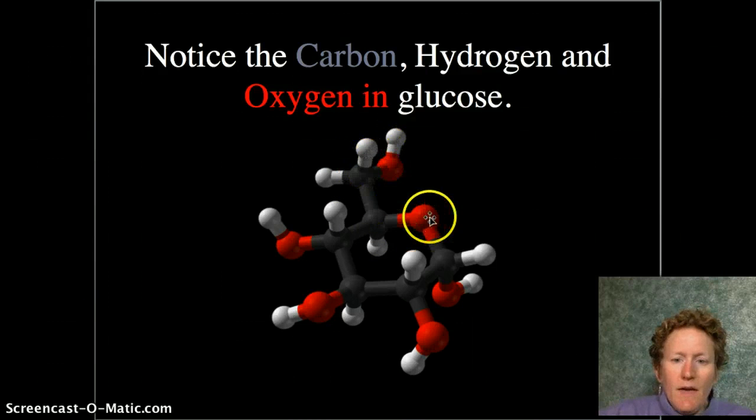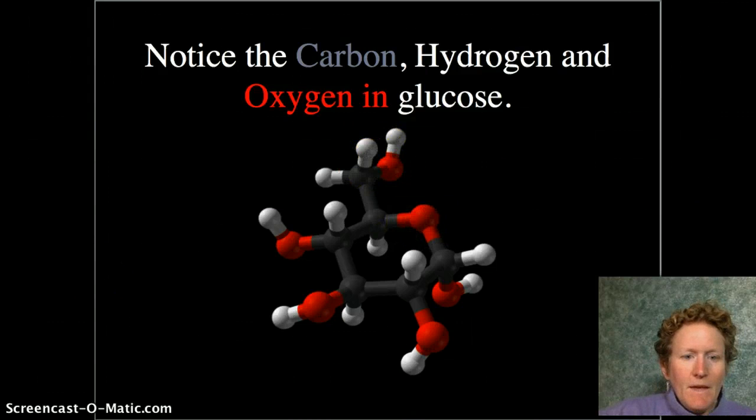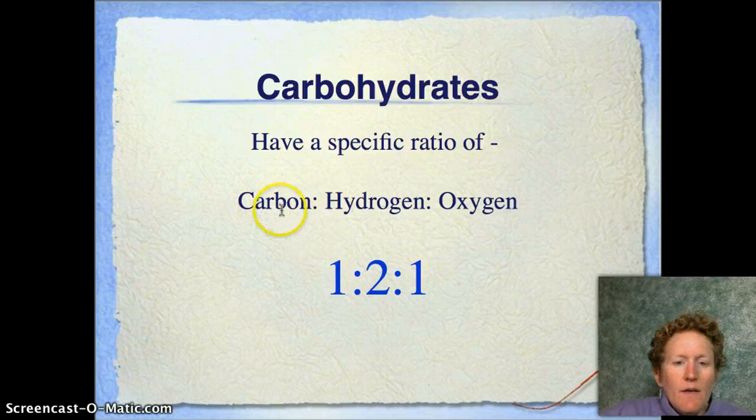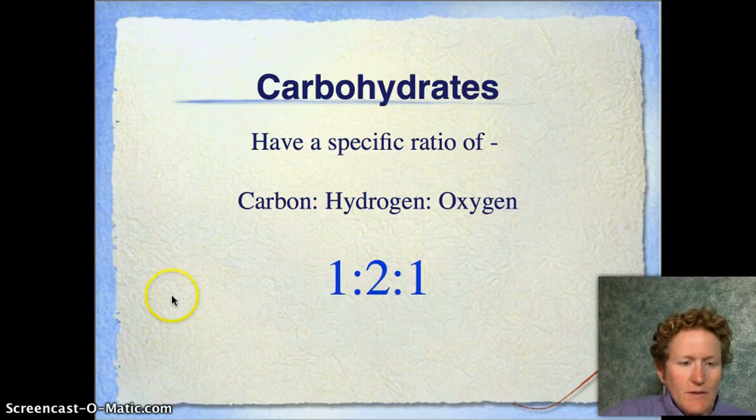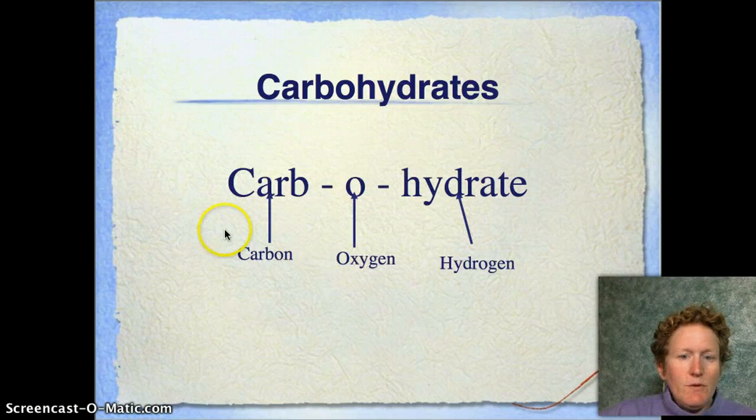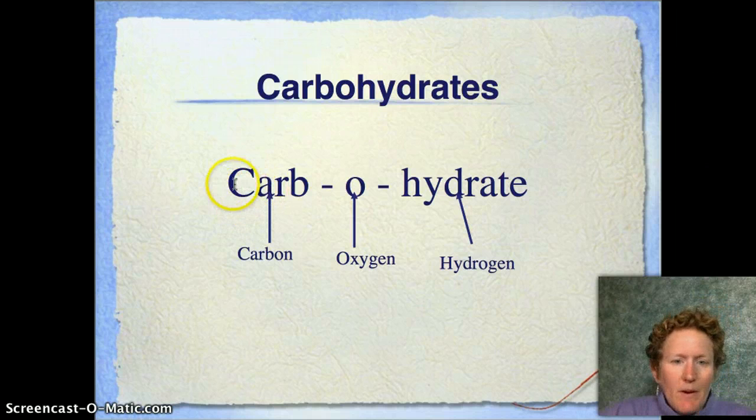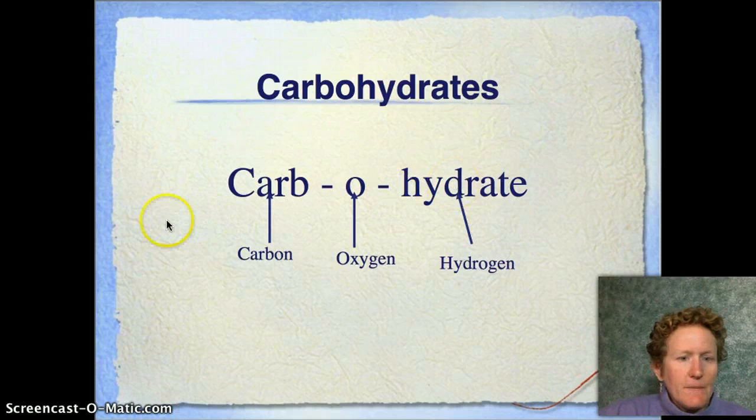So carbon, hydrogen, and oxygen are in a specific ratio. The carbon, hydrogen, and oxygen are in a ratio of 1 carbon to 2 hydrogen to 1 oxygen. That's how we know it's a carbohydrate. It's got three elements and they're in that relationship. If you forget which elements are in carbohydrates, there's a way to remember. Carb in carbohydrates is for carbon, the O is for oxygen, and the hyd is for hydrogen.